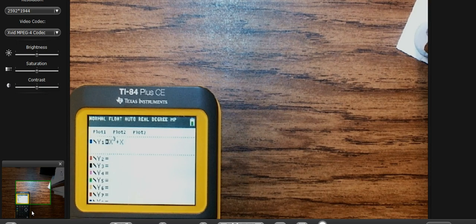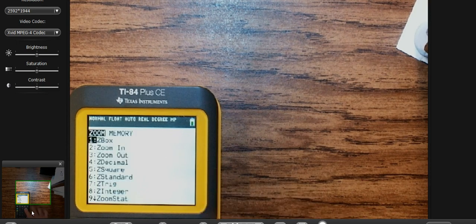Y equals x cubed plus x. I would always return to the standard window, so hit the zoom and go back to that standard window, zoom 6, and graph. That'll change it to the negative 10 to 10. This may or may not be the best looking window in the world.